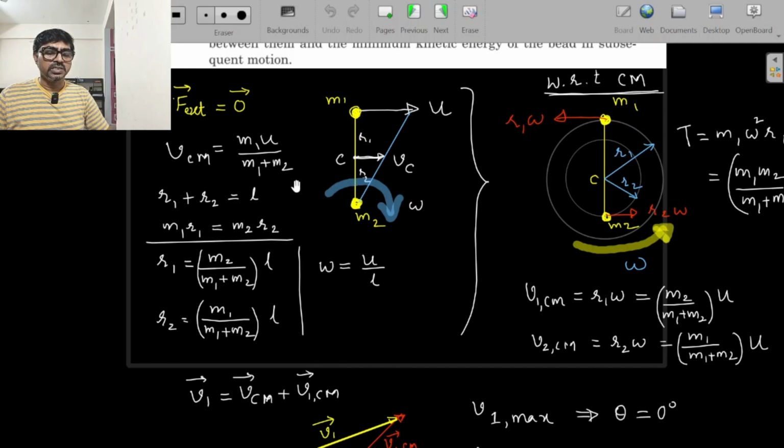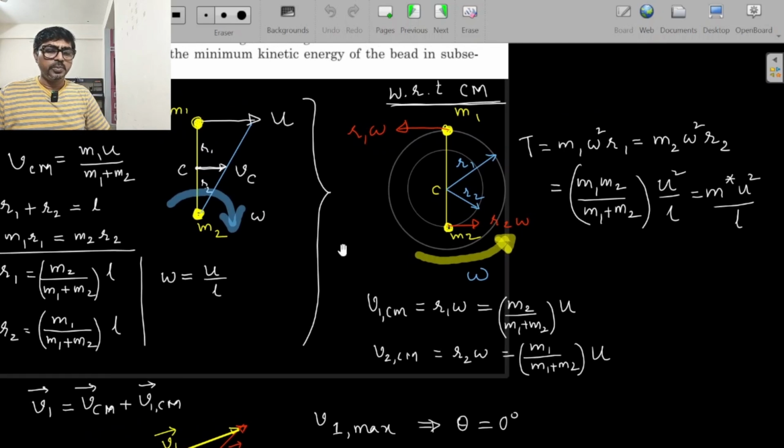So Vcm is this, and then the center of mass will divide the line joining them internally in the ratio of r1 and r2, so that r1 plus r2 equals the total length of the string, and m1 r1 equals m2 r2. These are very simple results. By solving this, you will get r1 depends on m2, r2 depends on m1. So r1 and r2 are inversely related to their respective masses. These are all very standard results. You are supposed to know them very well.